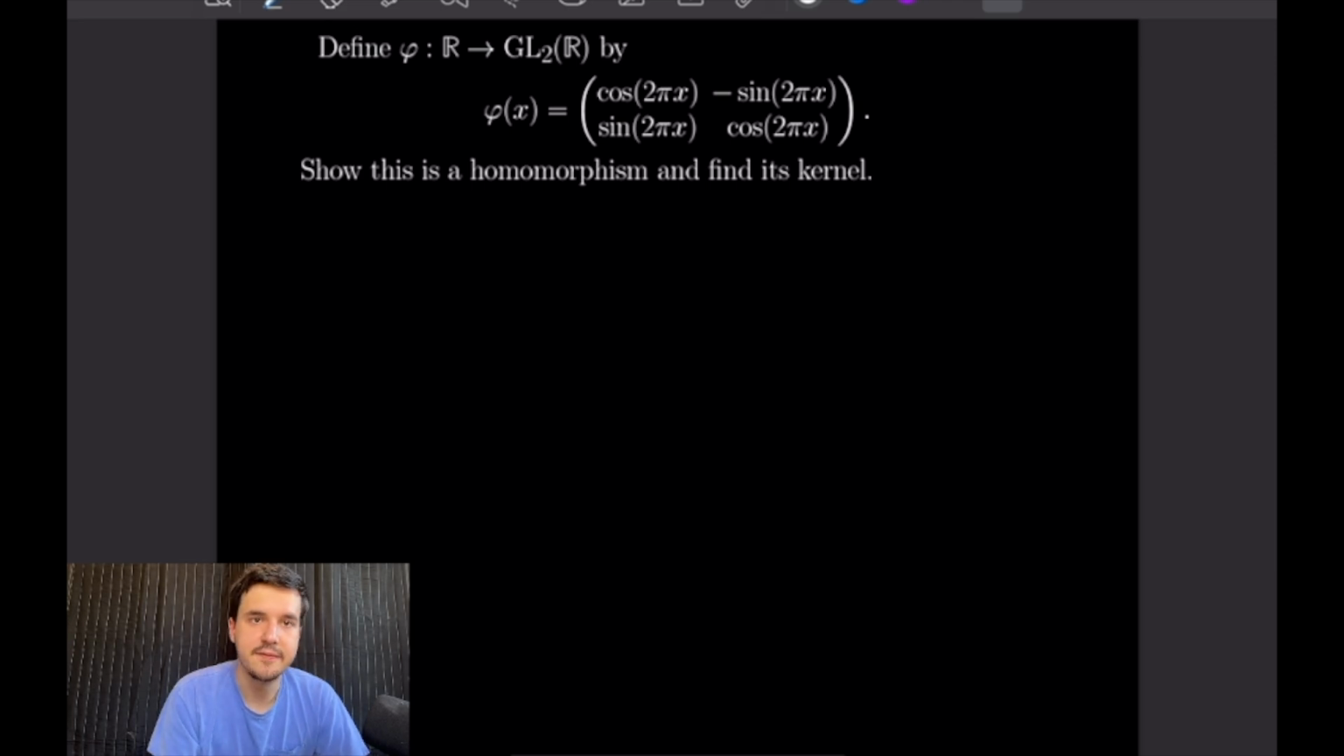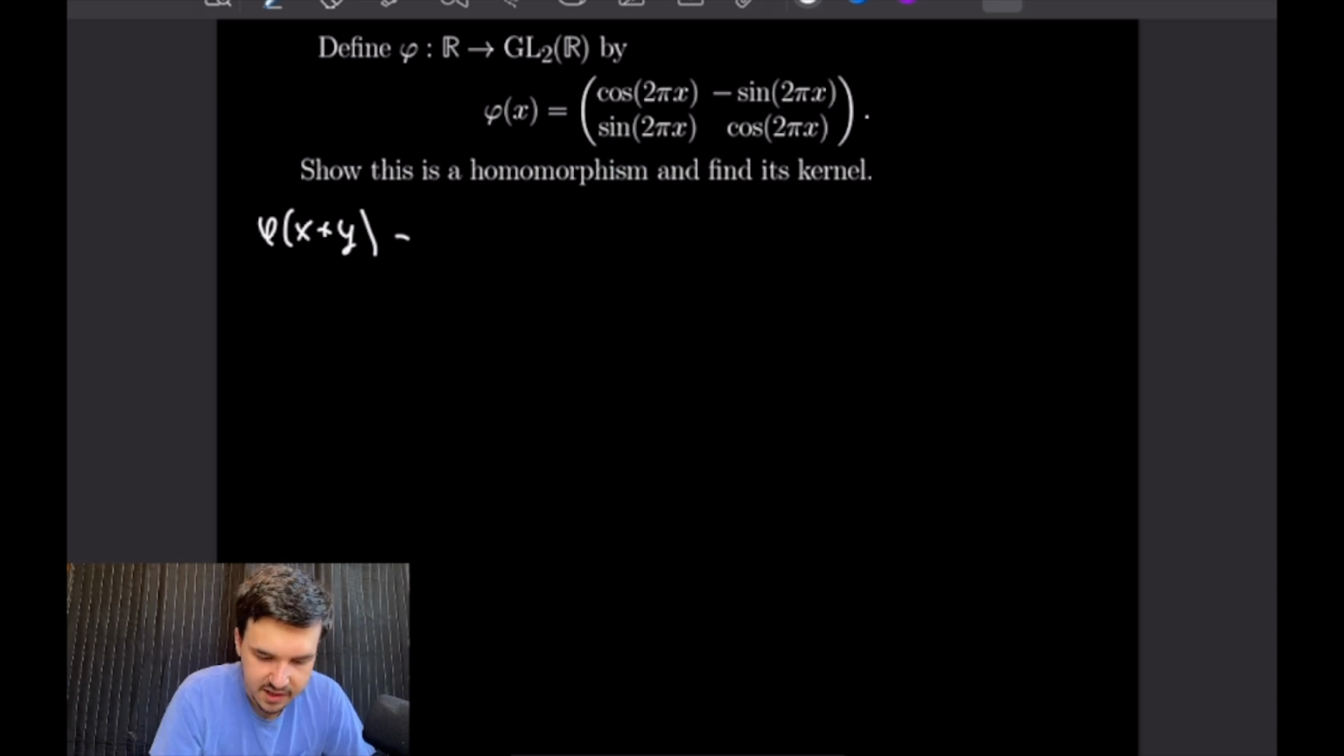So just like we did in the very first problem of this example video, we need to make sure that phi of, well in this case it would be x plus y, is equal to phi of x times phi of y. Great. So let's go ahead and look at that now. So phi of x plus y, as this x plus y is happening in our group R there, which has the operation of addition, that's going to be equal to the following, where we'll simply replace each x in this matrix with x plus y. Great. So that should be pretty straightforward.